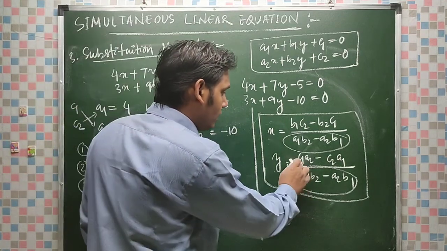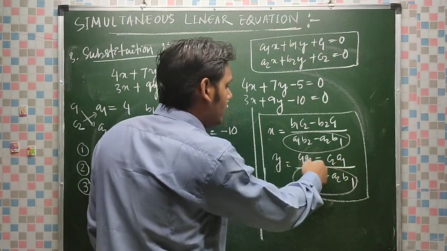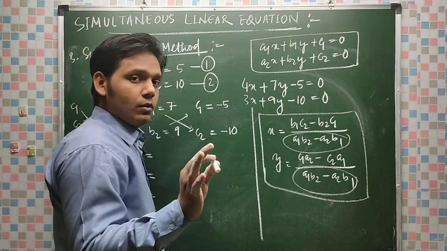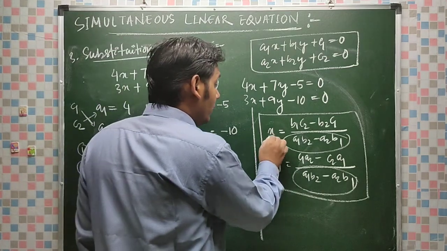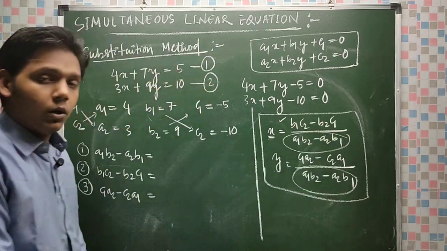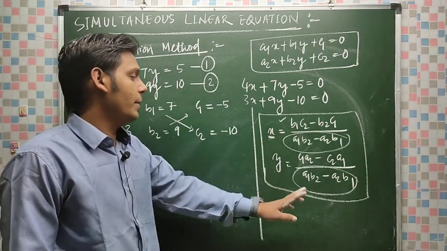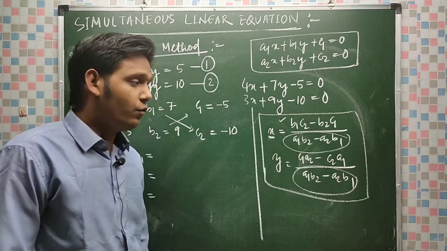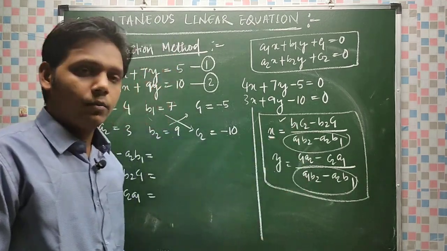Here, in the numerator where you are calculating the value of x, you don't need to involve a1 or a2. Those are the coefficients of x. b1, b2 are the coefficients of y. So simply, these two formulas you have to learn.